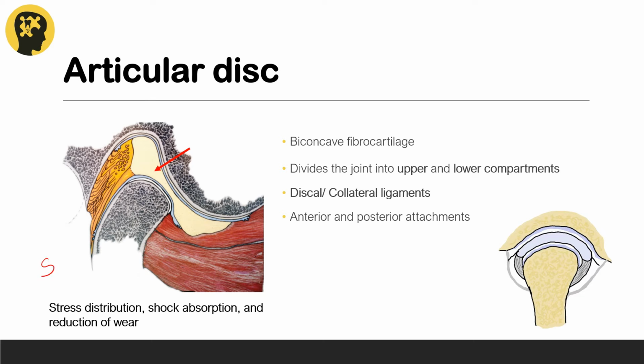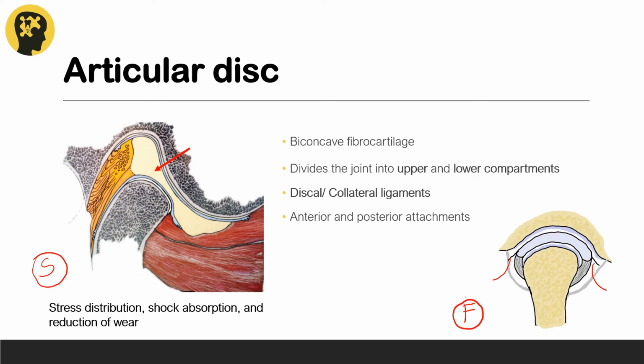Now, this is a view of the TMJ from the side, and this is a view of the TMJ from the front. Now we saw in the previous slide that the joint capsule encloses the joint. Now the articular disc is nothing but an inward extension of the joint capsule. So it is connected to the joint capsule both anteriorly and posteriorly, as well as medially and laterally, over here and here.